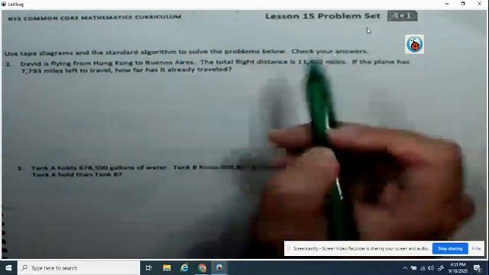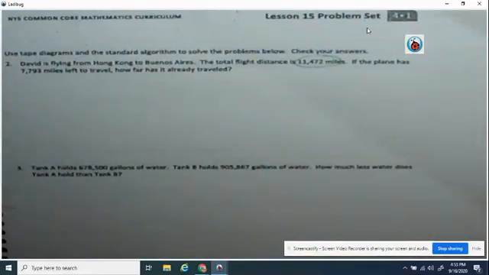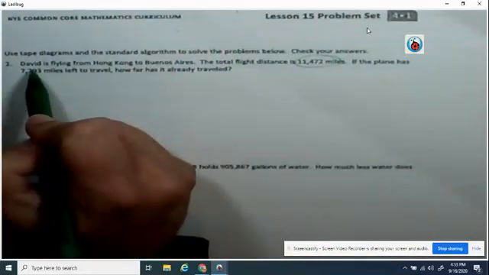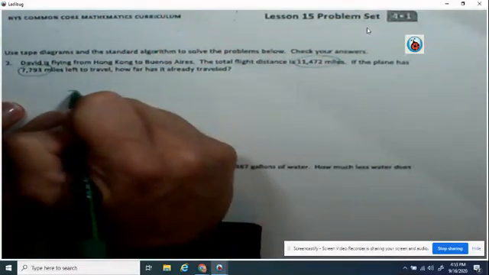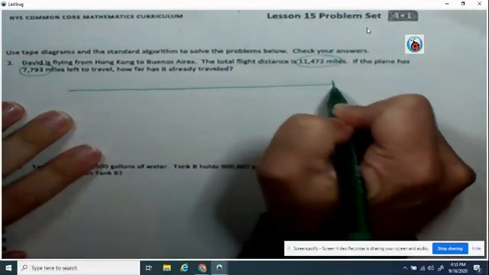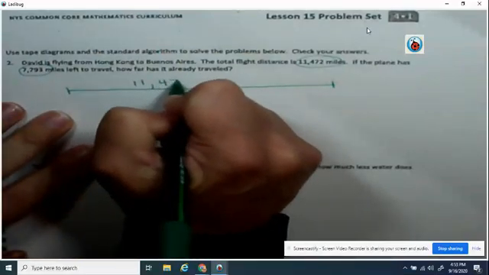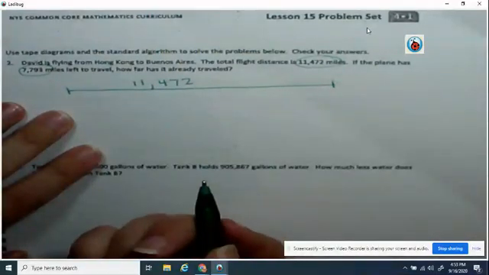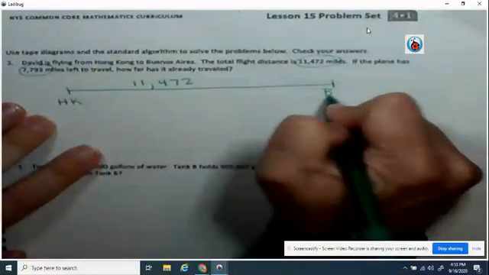The total flight distance is 11,472 miles. If the plane has 7,793 miles left to travel, how far has it already traveled? Okay, so if we draw our total distance, 11,472 miles. That's how long it's going to take us to go from Hong Kong to Buenos Aires.